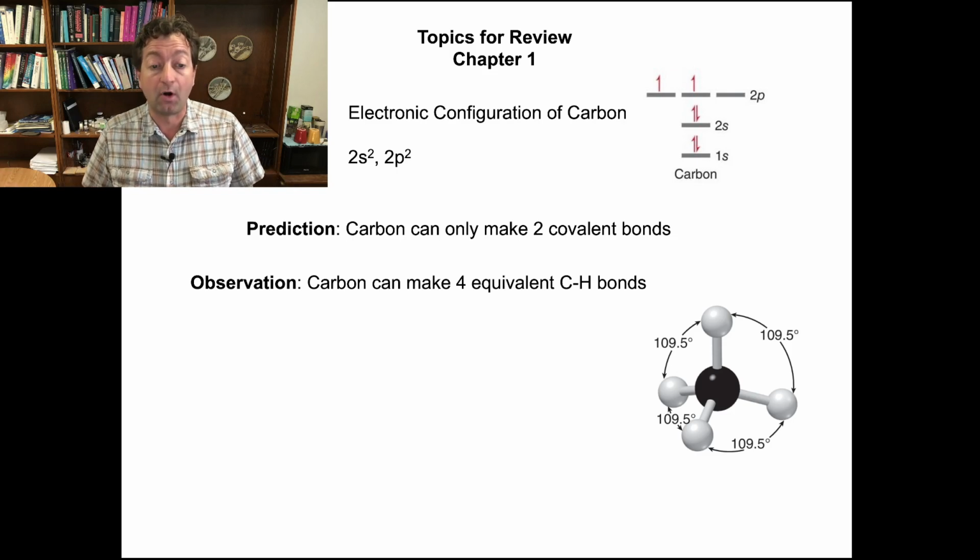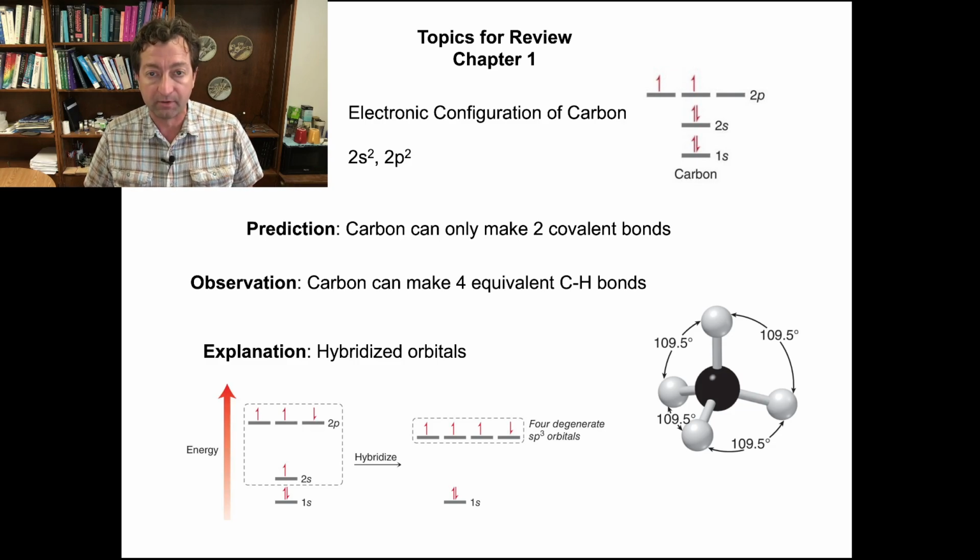However, that's not consistent with our observations on carbon. Our observation is that carbon can make 4 equivalent carbon-hydrogen bonds. We won't talk too much about how we know they're equivalent, but we can do experiments that show that. That observation doesn't match our prediction, so we have to come up with an explanation for why we observe that, and our explanation is hybridized orbitals. We say that we hybridize the 2s orbital with the three 2p orbitals and generate 4 new degenerate, or equal in energy, orbitals that we call sp3. That is this hybrid mix of an s and three p orbitals, all now of equal energy, somewhere in between the 2p and the 2s orbitals.